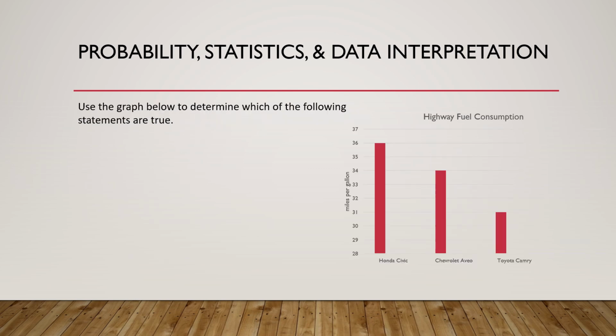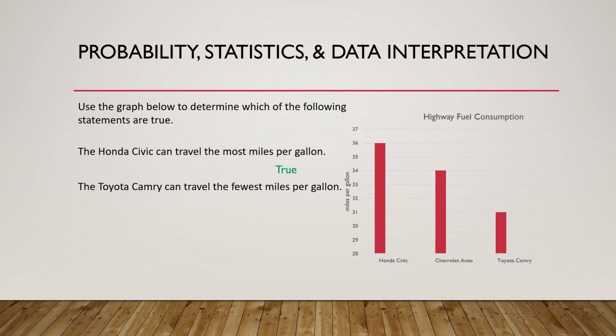Use the graph below to determine which of the following statements is true. The Honda Civic can travel the most miles per gallon. Looking at the graph, the Honda Civic gets 36 miles per gallon, while the other two get less, so this statement is true. The Toyota Camry can travel the fewest miles per gallon. The Toyota gets 31 miles per gallon, which is less than the other two, so this statement is also true.